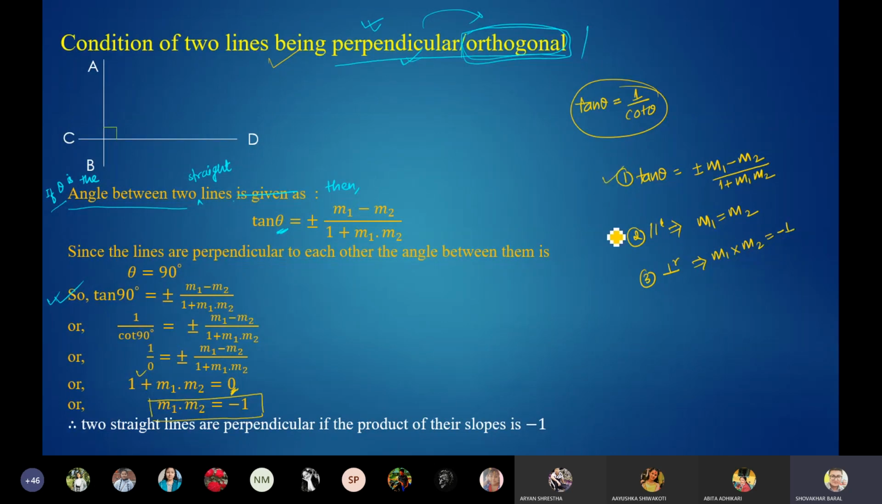Three different things that you need to know. First, tan theta equals plus minus (m1 minus m2) by (1 plus m1 into m2). The plus we will use for the acute angle and the minus we will use for the obtuse angle. Parallel, then the condition is m1 equals m2. Perpendicular, m1 times m2 equals minus 1.